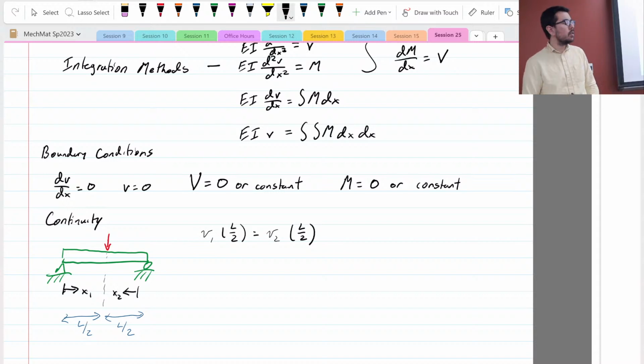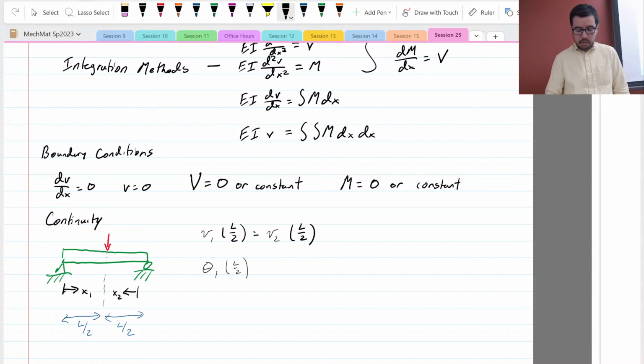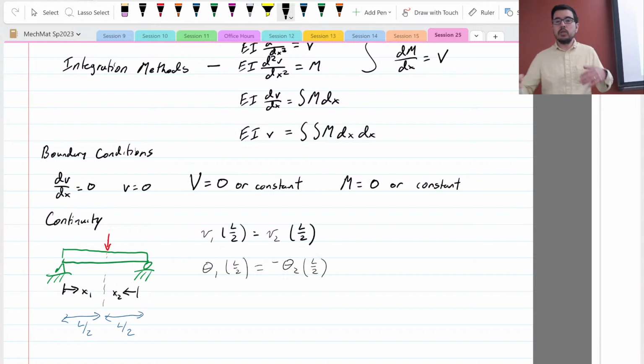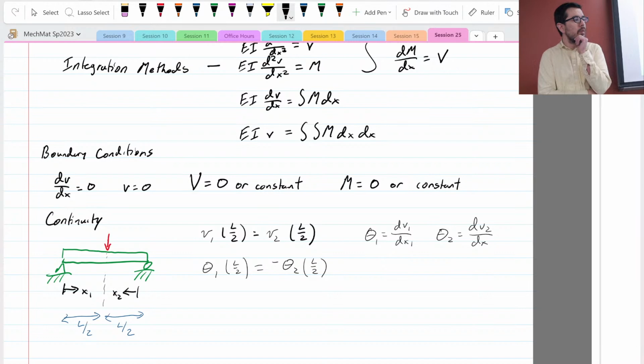Okay, so these displacements are going to be equal to each other when we get to this interface between the two. And then the one that's a little bit confusing, but you get used to it, is that if they're coming from opposite directions, then the slopes are going to be opposite. Okay, that's the convention that we're using, and it keeps things straight.